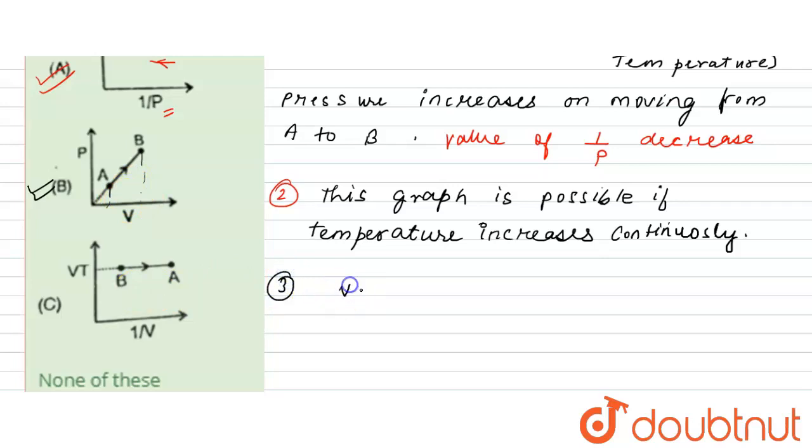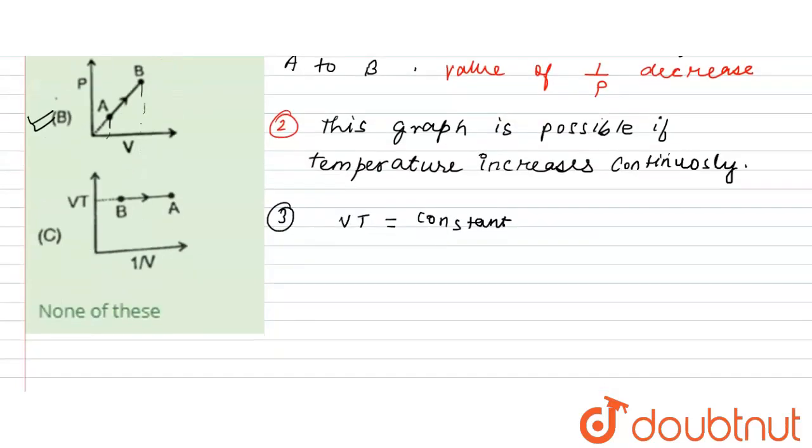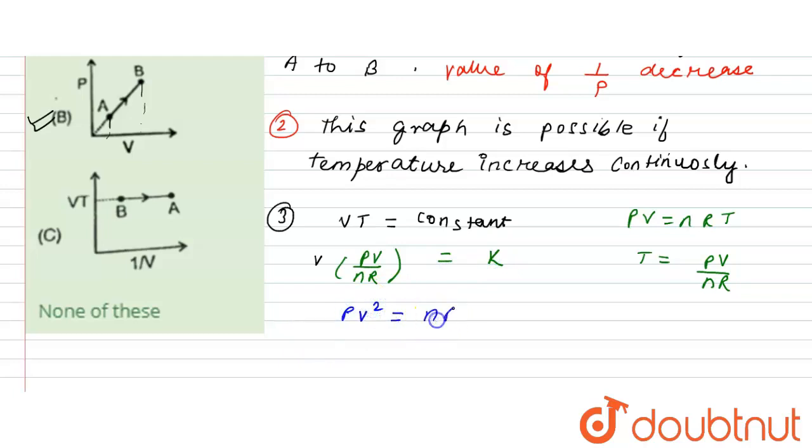Now let's see the third graph. In the third graph, what is there? It is given that VT is constant. Is this graph possible or not? Let's check. So we know PV is equal to nRT. So finally what you can write? You can write T as PV by nR. So let's substitute here. T will be PV by nR is equal to constant K. So from here what you can say that PV square is equal to nRK.